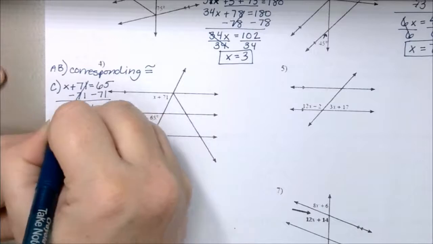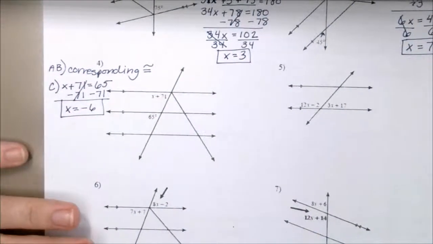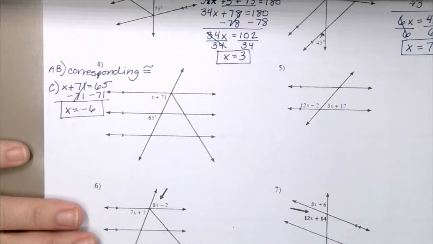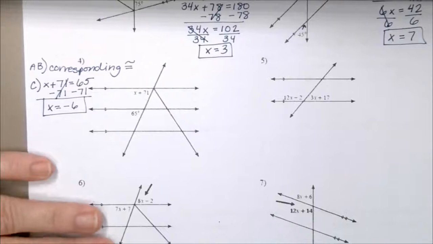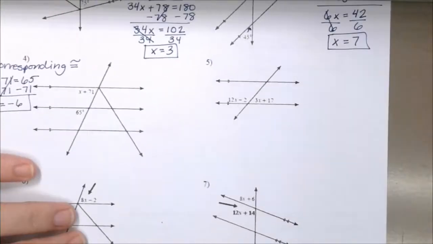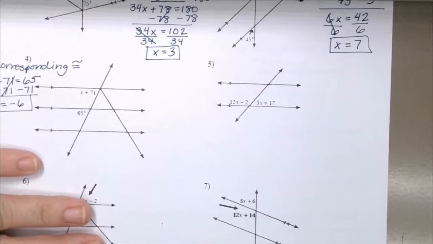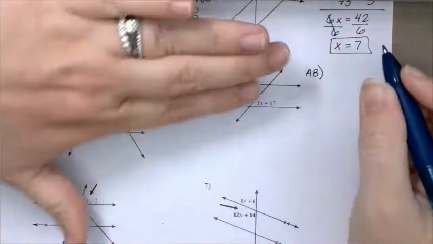So, 12x minus 2, that's one of my angles, plus 3x plus 17 equals 180. Okay, so let's deal with what's on the same side of the equal sign here. 12x and 3x is 15x. Negative 2 and 17 is positive 15.